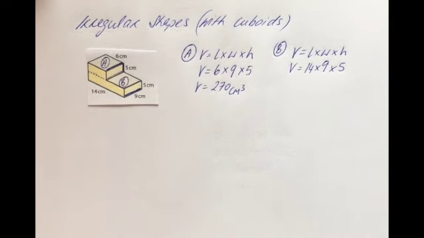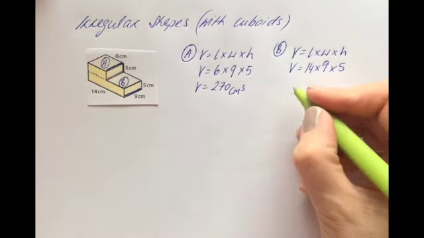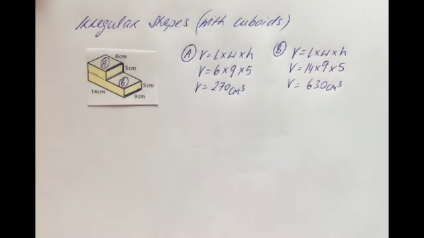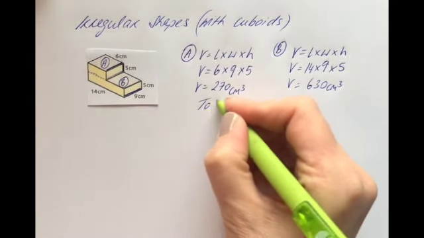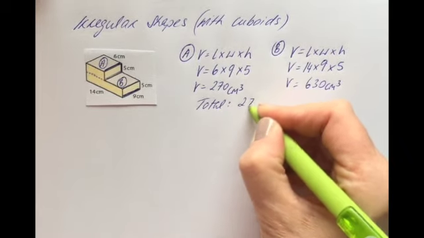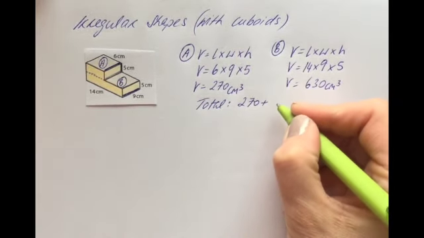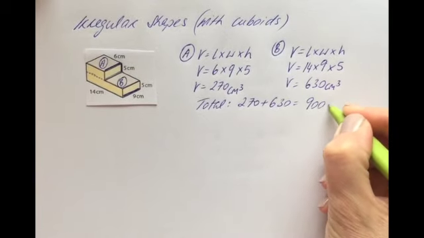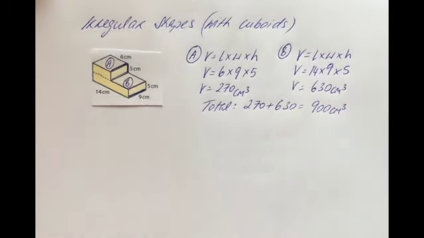So 14 times 9 times 5 works out to be 630 centimeters cubed. And so for the total, we will add 270, add 630, which is 900 centimeters cubed.